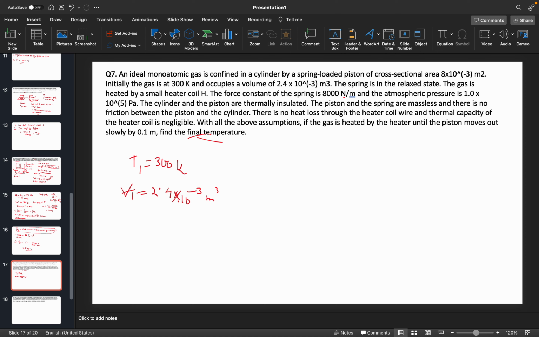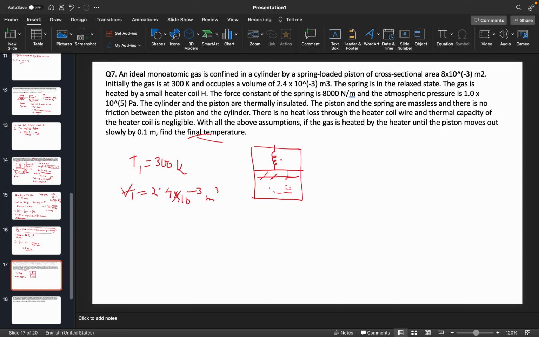The spring is in a relaxed state. Whenever the spring is in a relaxed state, that means the spring is neither experiencing any compression nor any expansion. So if this was the condition and this would have been my spring, initially it is just touching the spring. These are my gases. Initially it is just touching the spring. Okay, monoatomic gas is placed here. The gas is then heated by a small heating coil.